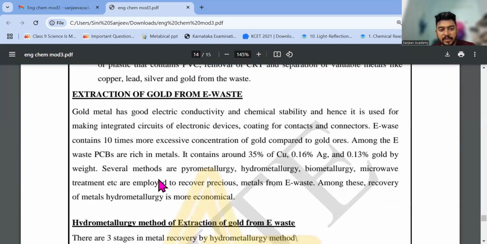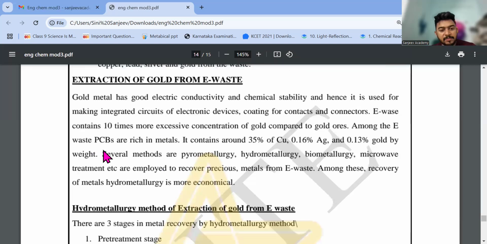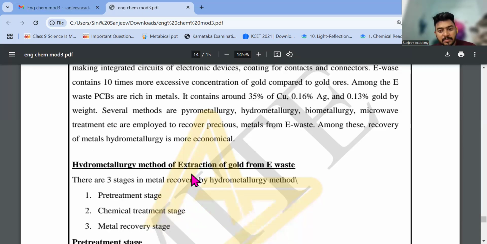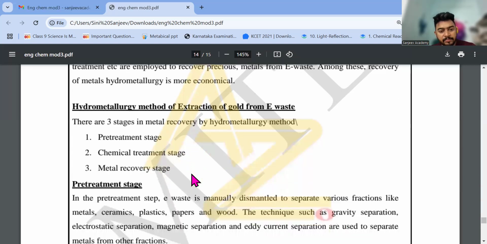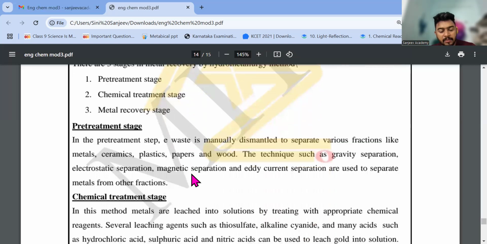Extraction of gold from e-waste. Okay, e-waste is just PCBs rich in metals, and it also contains 0.13% gold. There is pyrometallurgy, hydrometallurgy, biometallurgy, and microwave methods employed to recover precious metals from e-waste. Among these recovery technologies, hydrometallurgy is more economical. So 0.13% is very, very little. Okay.